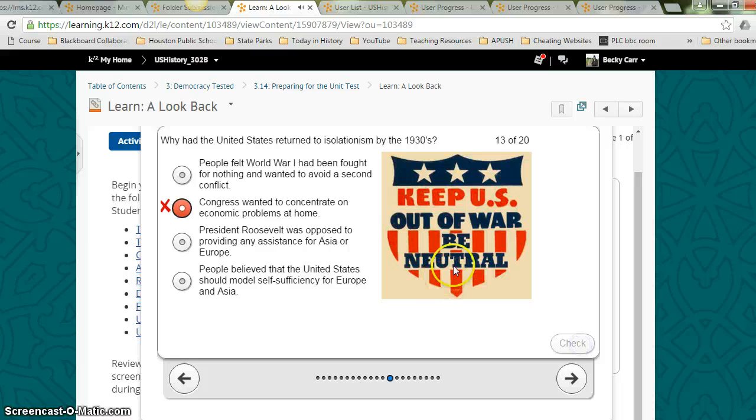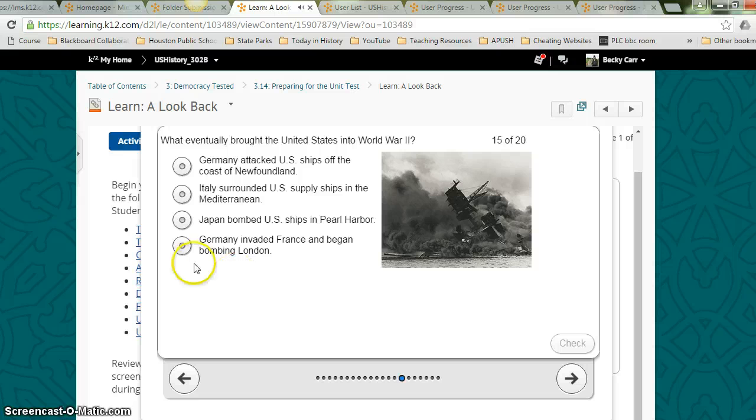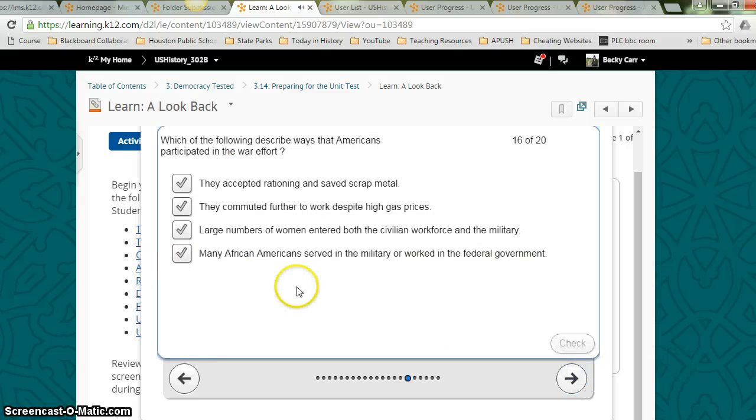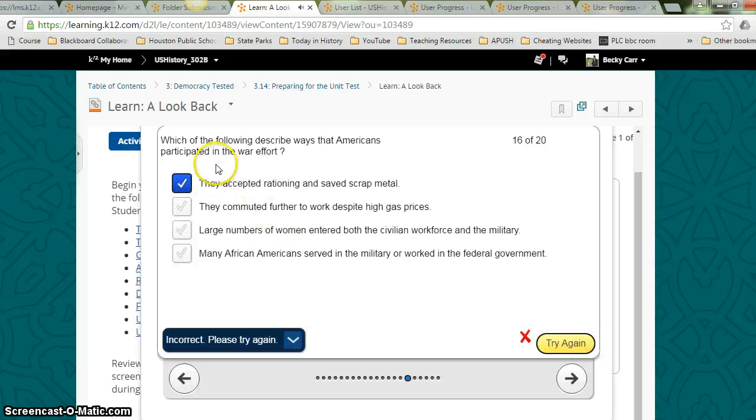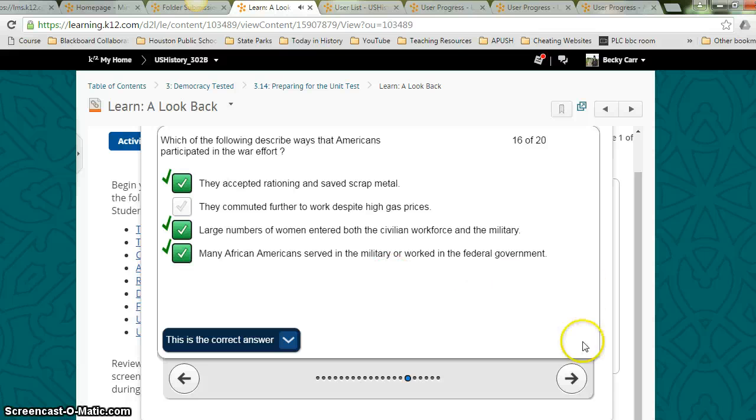Oh, got one wrong. I'm going to try again. That's the one. Well, they did participate by rationing, saving scrap metal. Let's try that again. Oh, I can choose more than one? That's why.